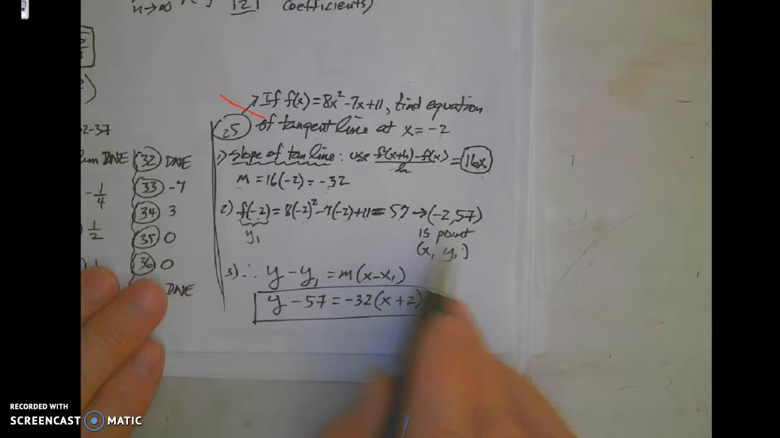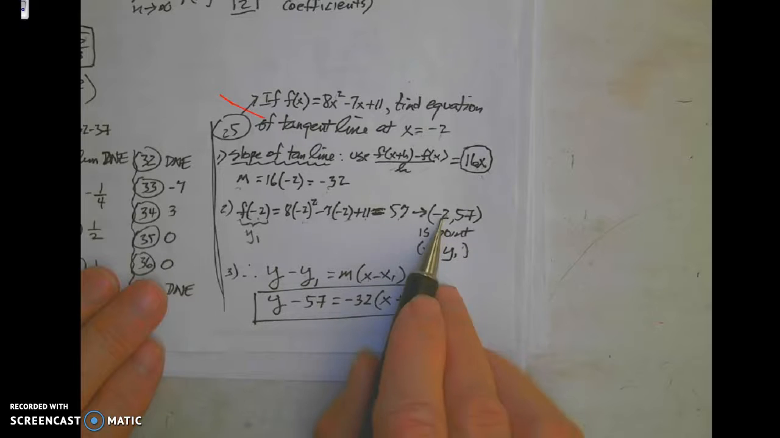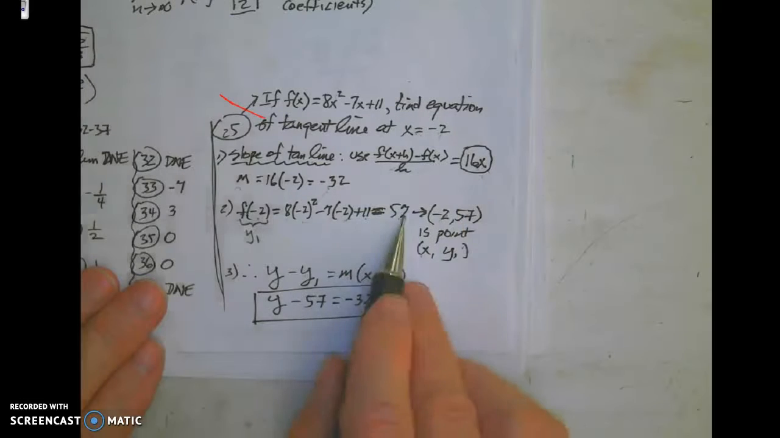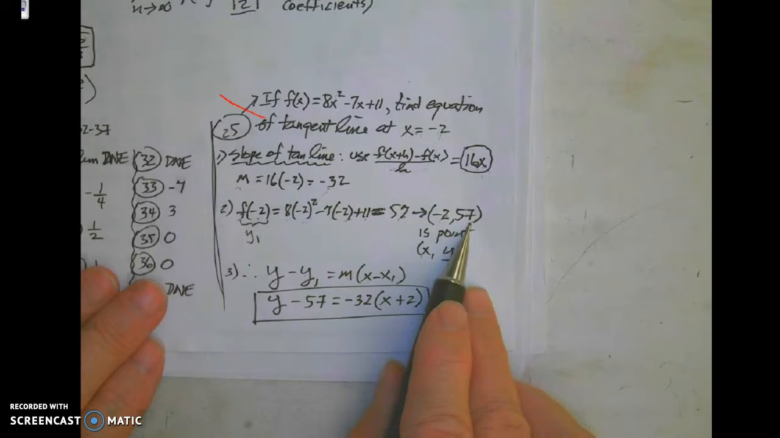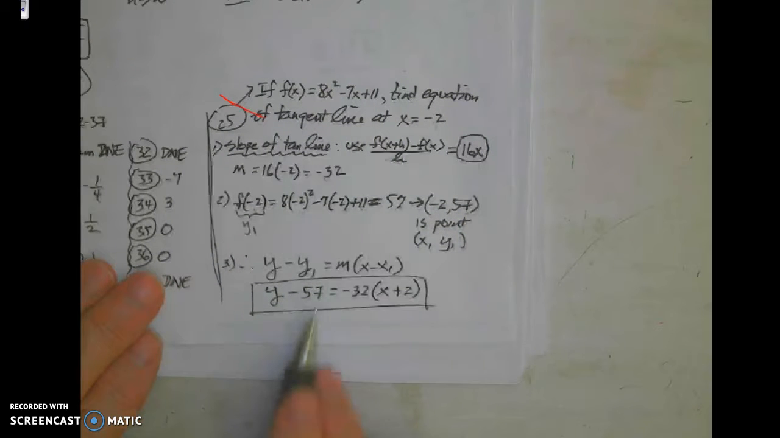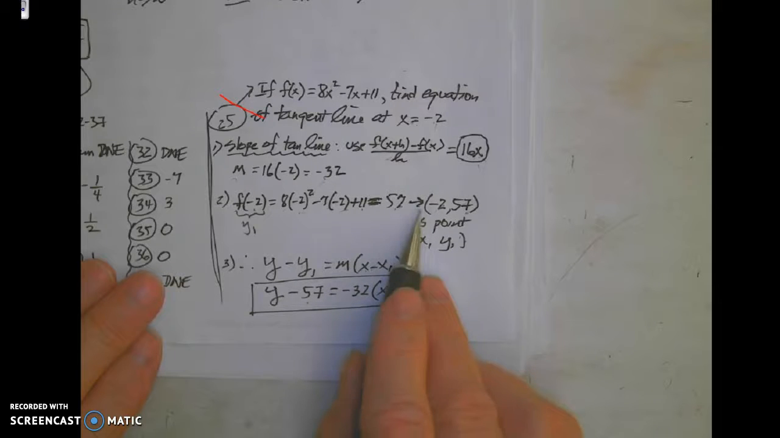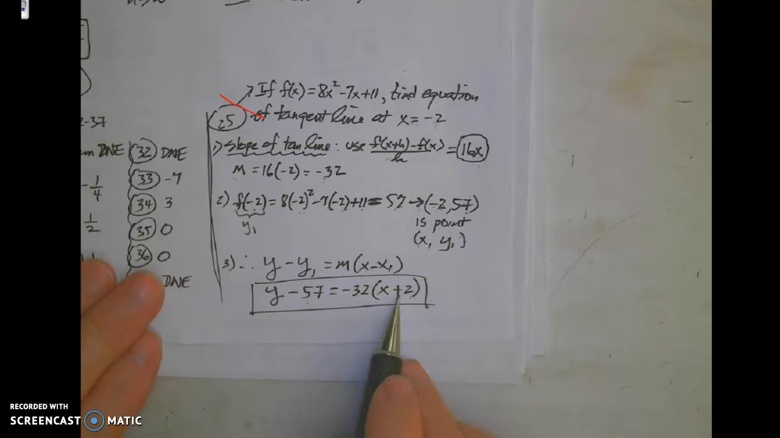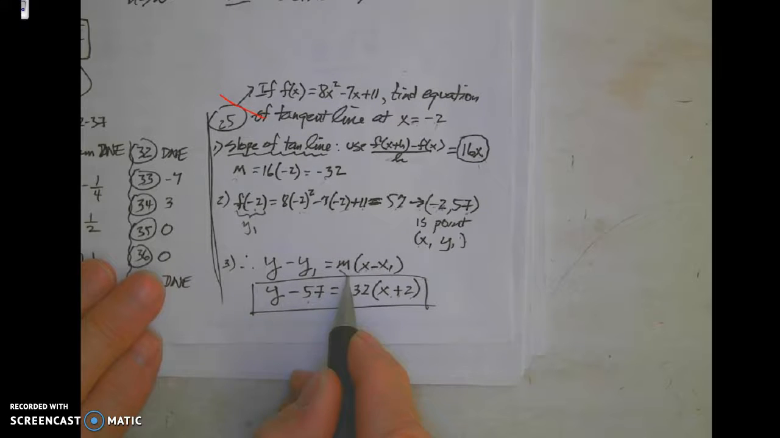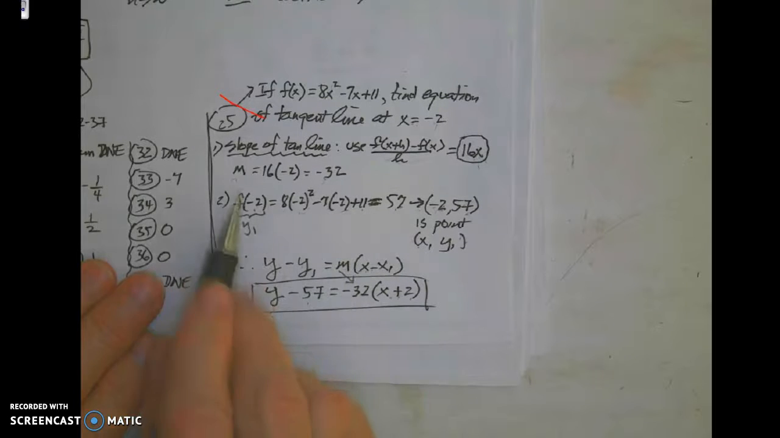So my xy point, x1, y1, is negative 2 from the top and the 57 from the calculation I just did. So now I have 57 right here as y1. I have x1 right here as negative 2. Notice it's x minus x1. So that's x minus a negative 2, and that's why that's a positive 2. And there's your final equation. Notice the slope is negative 32, and we got that up here.